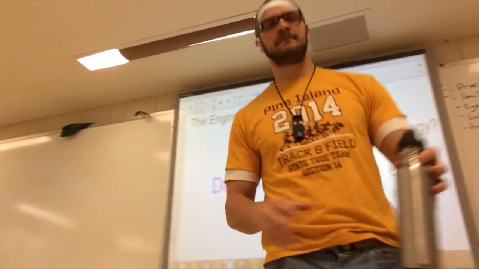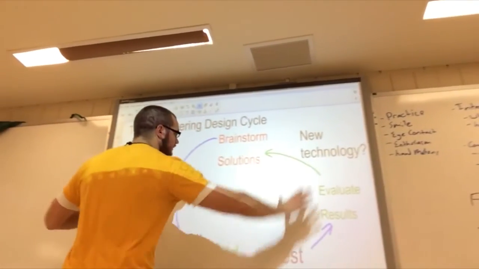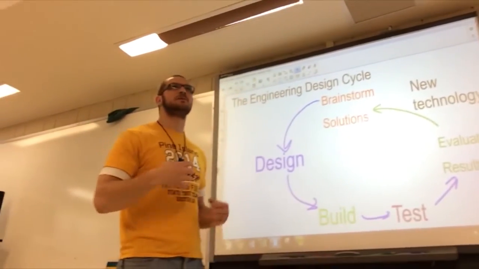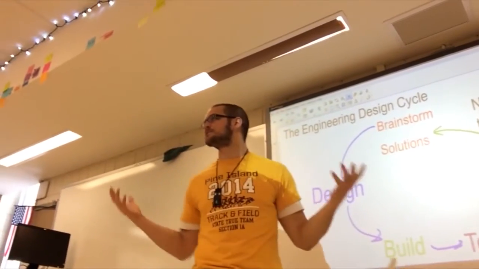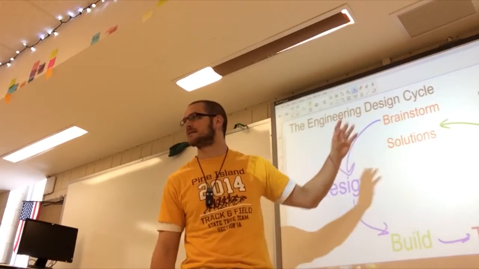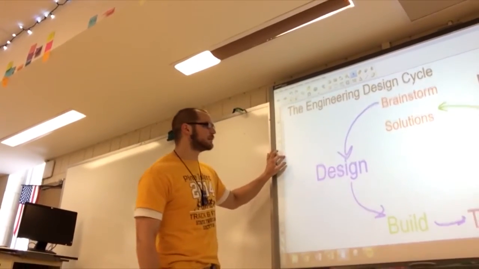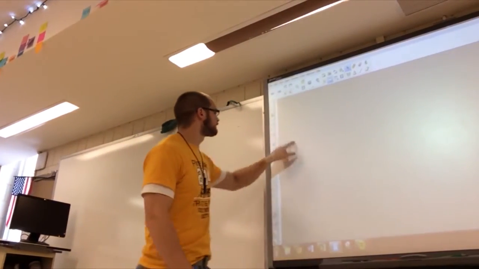So, we have this. This is a cycle. This has been used for the smartboard. This has been used for the drywall, for the lights. Pretty much everything in this room besides us has been engineered with a cycle kind of like this. So the one example I want us to go through is the space stations over time.